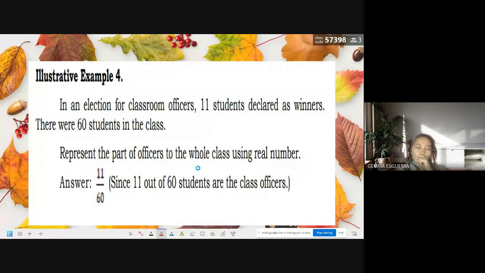Next, in an election for classroom officers, 11 students were declared winners. There were 60 students in the class. Represent the part of officers to the class using real numbers. So, that is 11 over 60. This is the total, and this is the part.